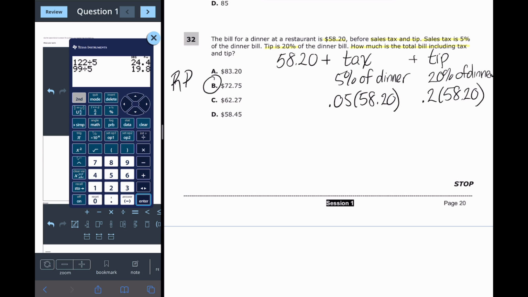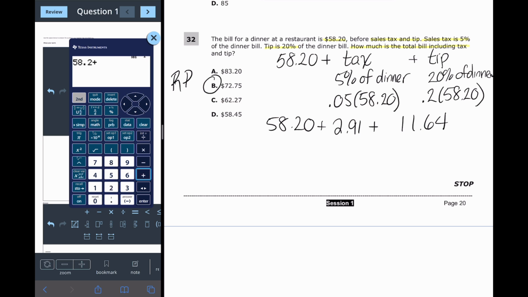So you could absolutely find all of these numbers separately. So 5% times $58.20 is $2.91. And 20% times $58.20 is $11.64. And so we can add all this together to find the total. So that's dinner plus the tax plus the tip. All right, so let's do that.